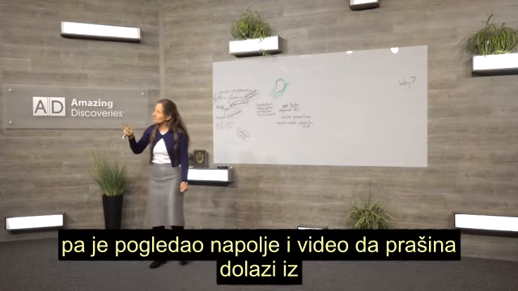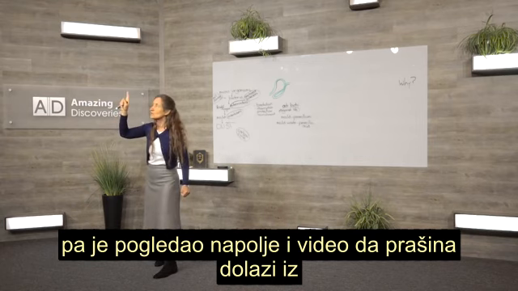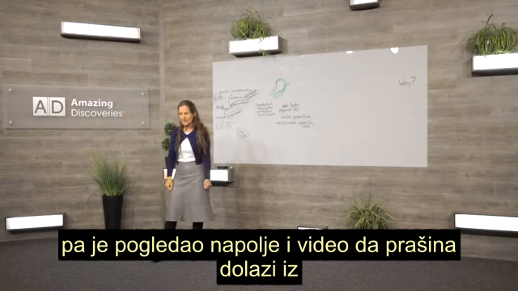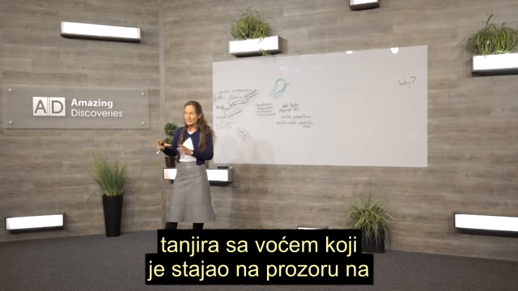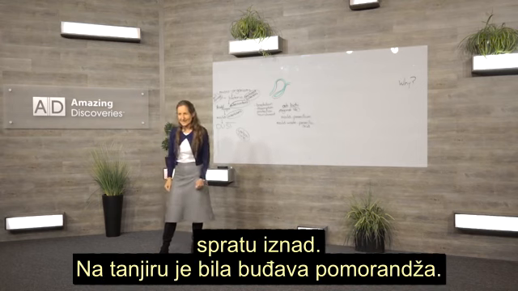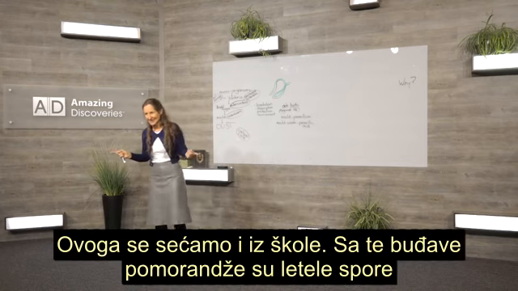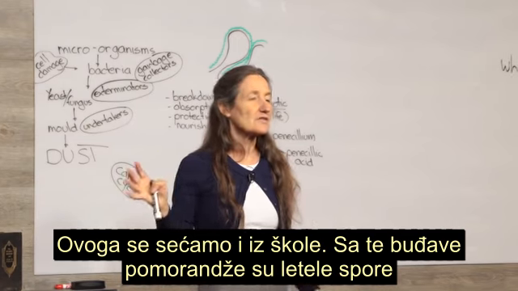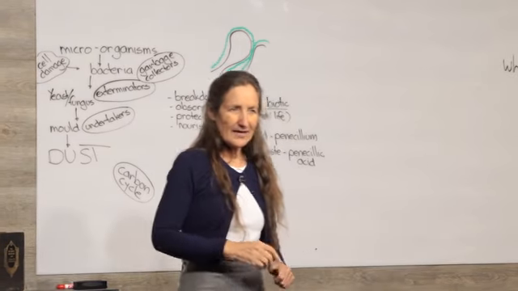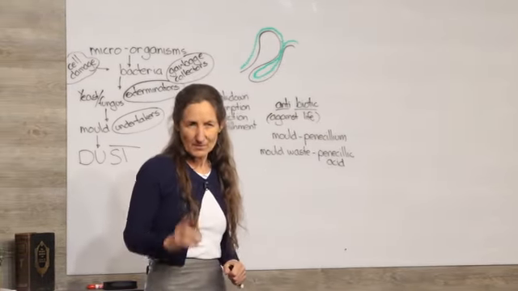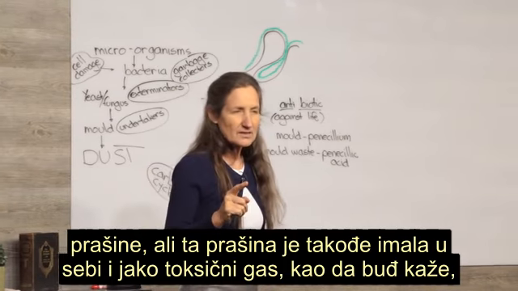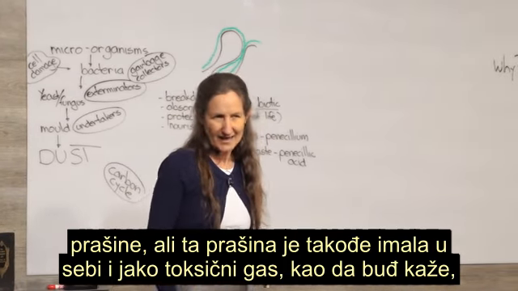So he went a little bit further and he looked out and he saw that it was coming, this dust, from a plate of fruit that was sitting in the next story window. And in the plate of fruit there was a mouldy orange. We may all remember this from school. That mouldy orange was giving off a dust. Now that dust has the mold spore, but that dust also has a highly toxic gas.